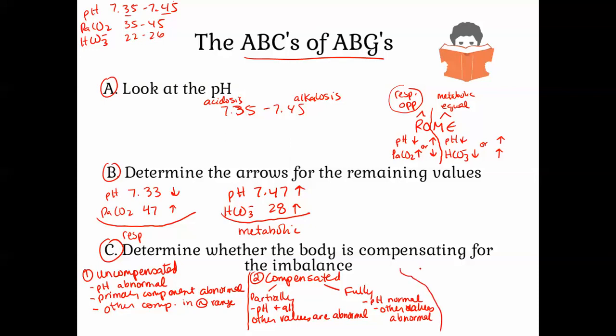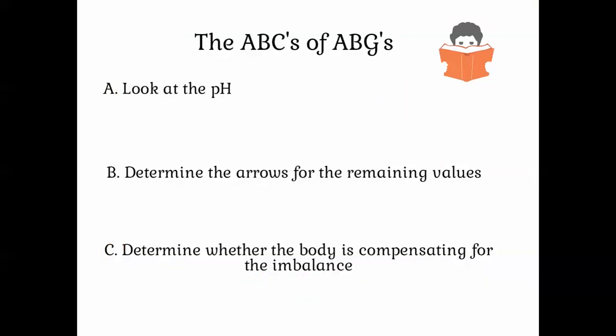The final state is what we call corrected. And this is a state in which all values have returned to normal. This is what we want to happen. Let's look at a few examples.